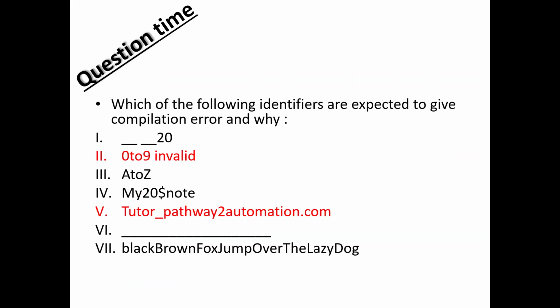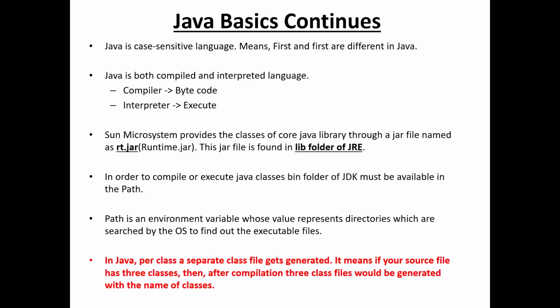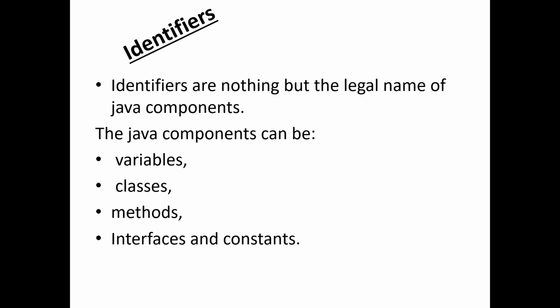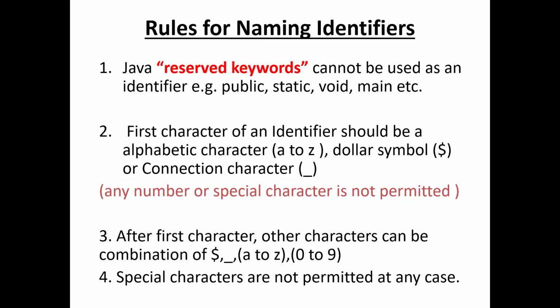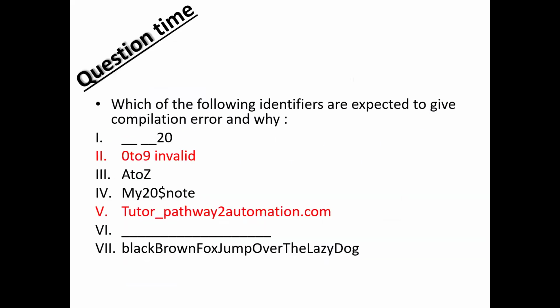Underscore. No, look, we have underscore. I don't think it's underscore. It's valid though. Look at your rules again. After the first character, other characters can be a combination of what? Dollar symbol, underscore. Yeah. So here we have which special character? Alphabet, right? It's valid. Underscore follows the rule, right?